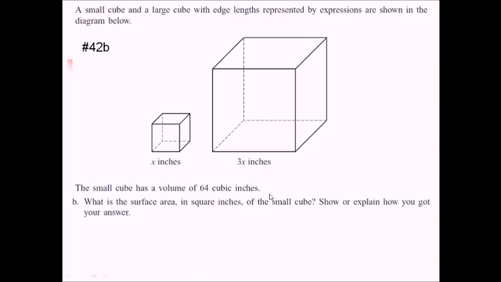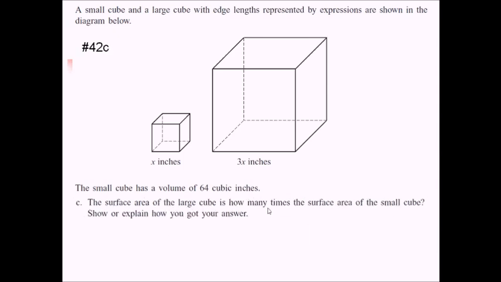For Part B, they want the surface area of the small cube. Surface area formula, based off our formula sheet, that's 6 times s squared. We already found s in Part A. It was 4. So that means we have 6 times 4 squared, 6 times 16, which comes out to 96. And our units on this, since it's surface area, that's going to be square inches.